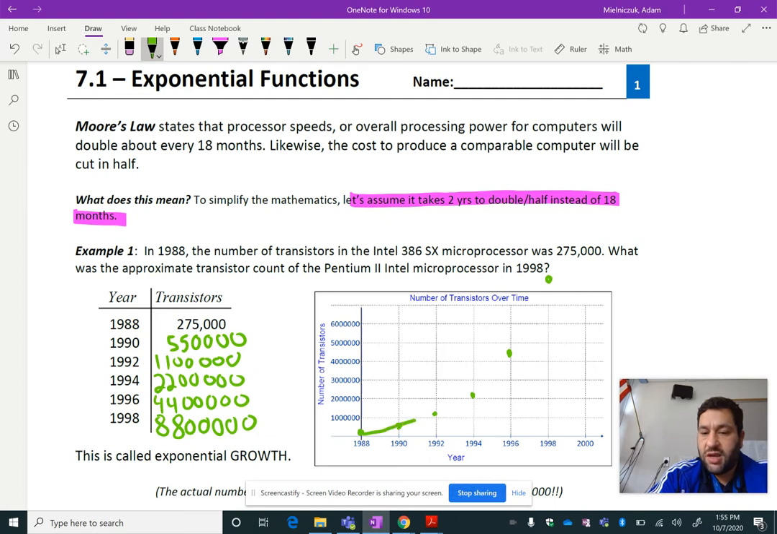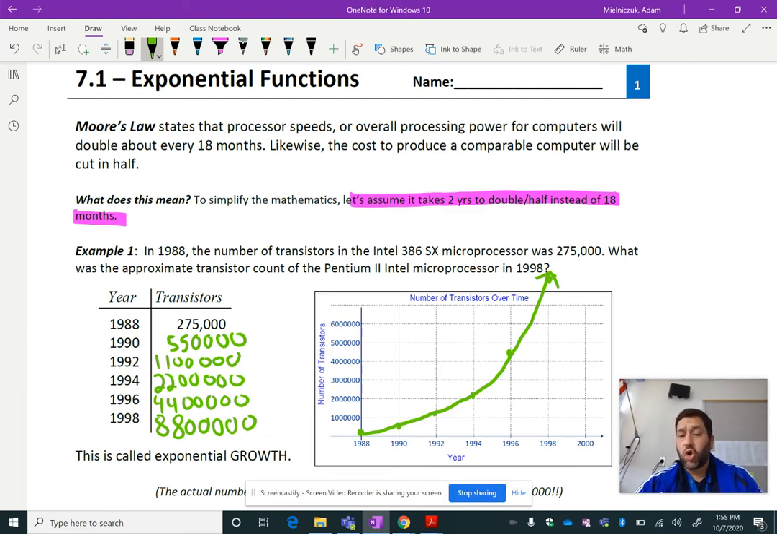So linear, we knew, would go up at a consistent amount, but what we're seeing with exponential is that it isn't linear, it's bendy or curvy. And more importantly, it gets bigger and bigger each double life. Okay. This is called exponential growth.